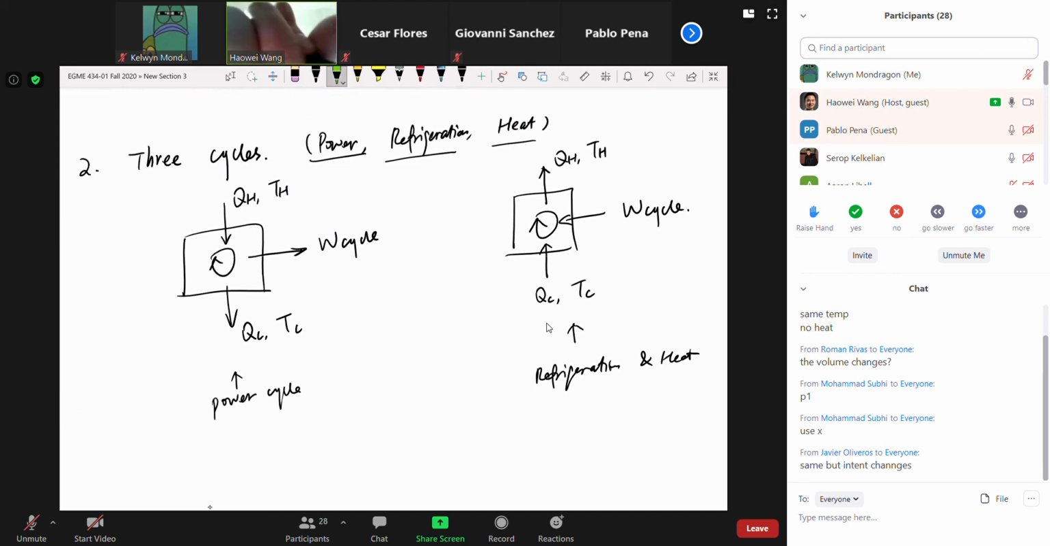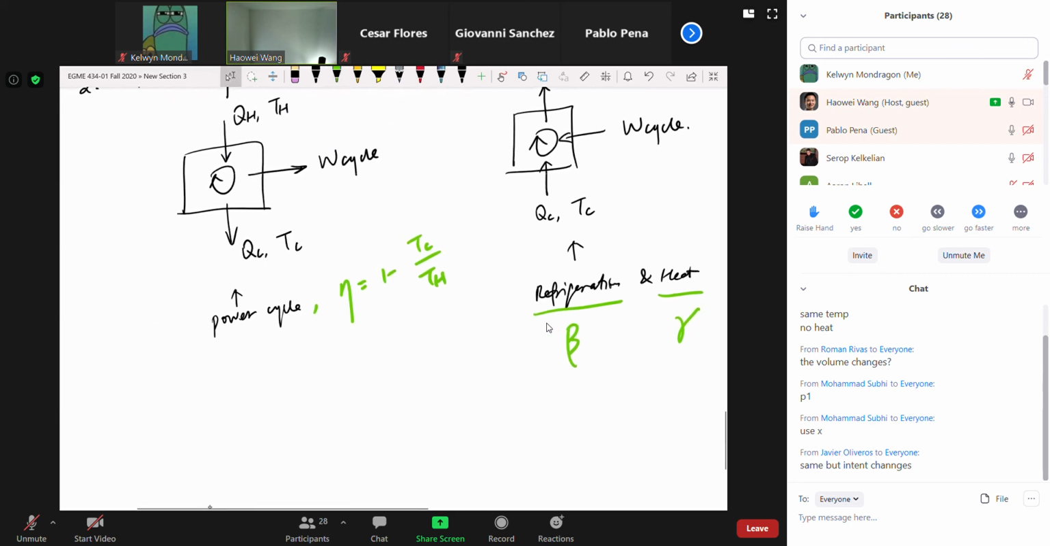Okay, and then we have something to measure the performance. For power cycle, what is the one we use to measure the performance? Not beta. Efficiency, right? Efficiency, which is 1 minus TC over TH. For refrigeration cycle, what is the one we use to measure performance? It's not called efficiency, it's called what? Coefficient of performance, and it's beta. What about heat cycle? For heat cycle, we use gamma to measure the performance of the cycle.